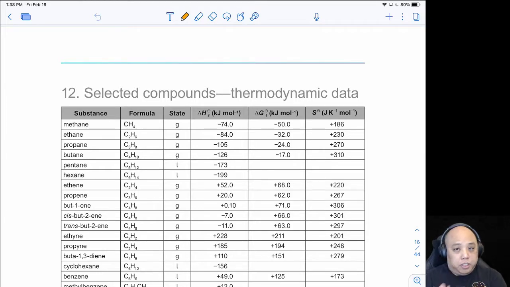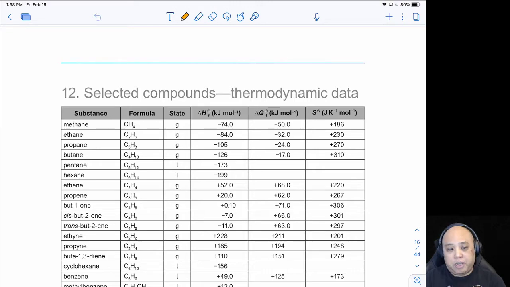Okay, so this is part two of Get to Know Your Data Booklet. And we stopped yesterday on bond enthalpy and one of the forms of calculating enthalpy. Now, the other forms of calculating enthalpy have to do with enthalpy of formation and enthalpy of combustion, which we're going to talk about today in these tables that are provided to you.